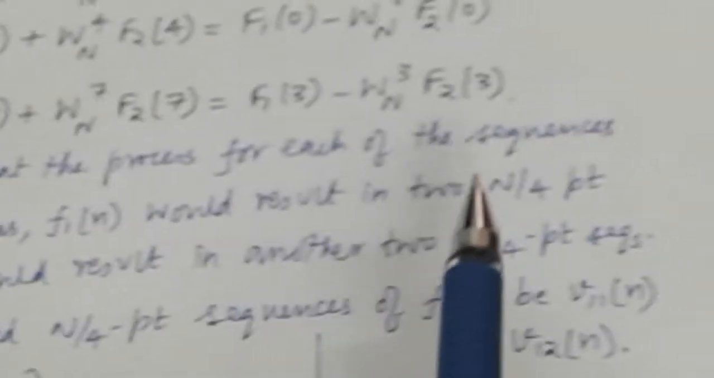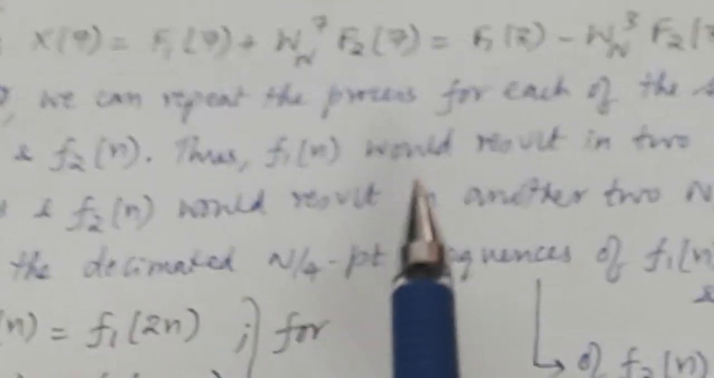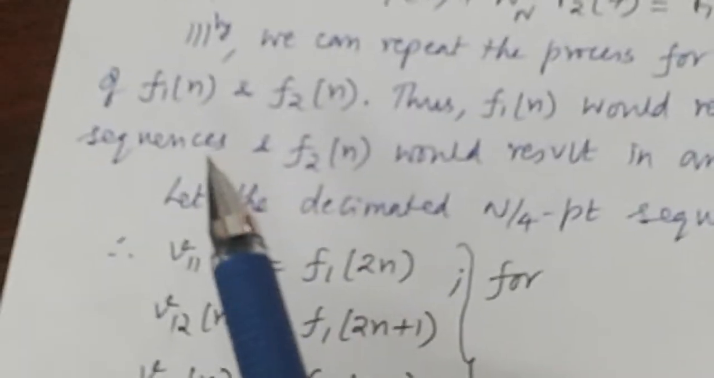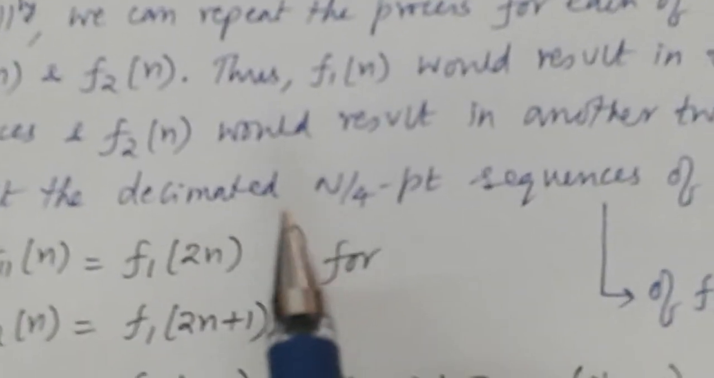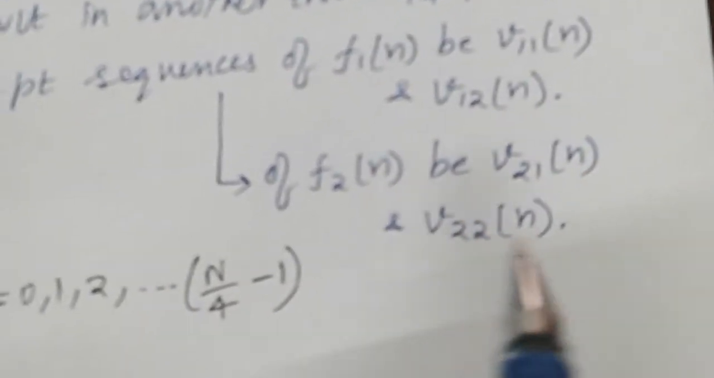Fine. Now, similarly, we can repeat the process for each of the sequences of F1 of n and F2 of n. Thus, F1 of n would result in two N by 4 point sequences, and F2 of n would result in another two N by 4 point sequences. Clear? Now, again we are going to decimate the N by 4 point sequences of F1 of n. Let it be V11 of n and V12, and F2 of n becomes V21 and V22. Just a simple notation. Okay.